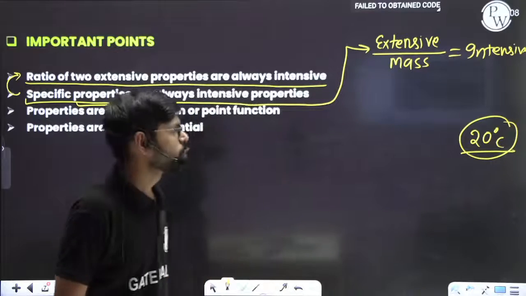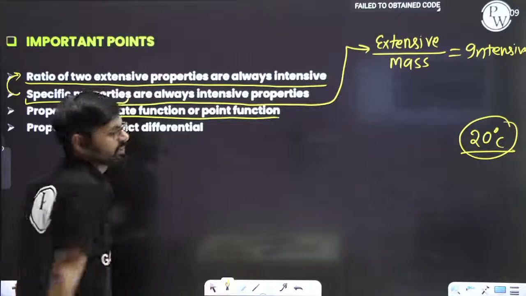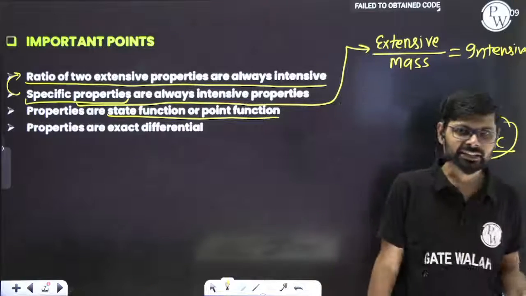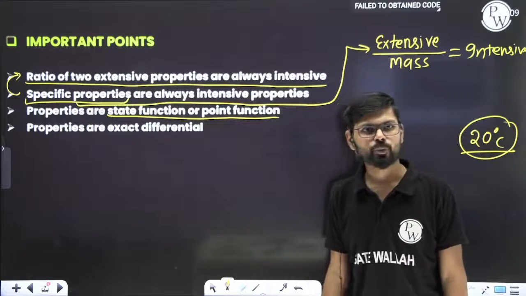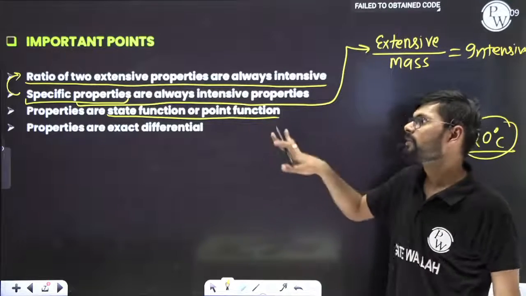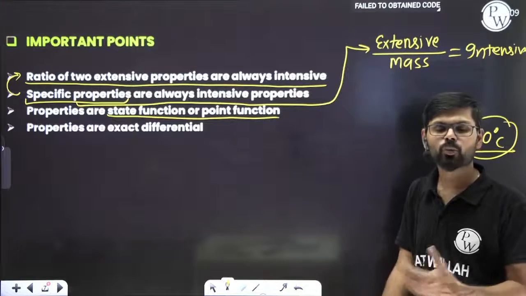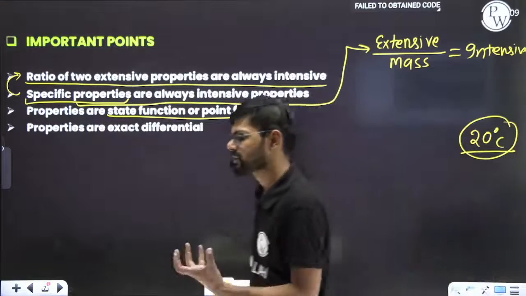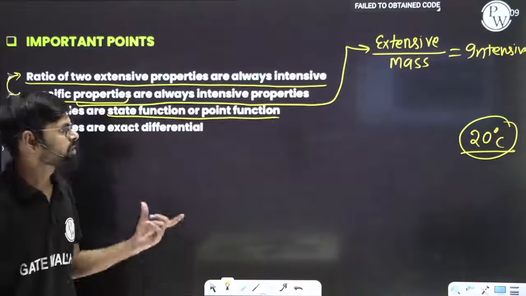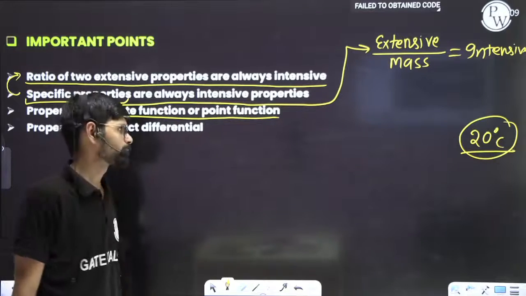Okay. So I can say that properties are state functions or point functions. These are not path functions. Whatever property we discuss, whether intensive or extensive, these properties do not depend upon the past history, upon how it is achieved, or upon the path followed by the system. These properties are only point functions. Clear this point? Okay.